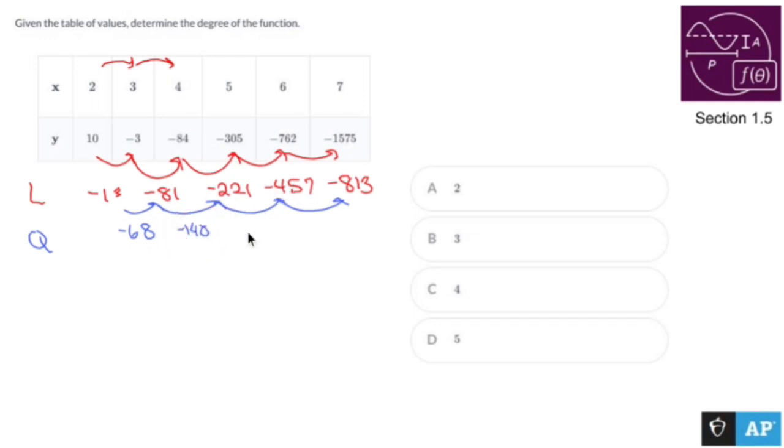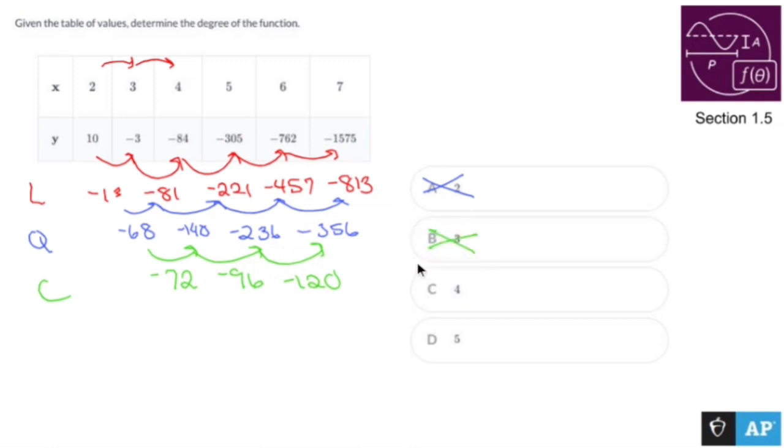To get from that number to that number, we subtract 236. And then from one number to the next, we subtract 356, making it not a quadratic. Then let's do it again, see if it's cubic. Okay, so to get from negative 68 to negative 140, we subtract 72. To get from this number to the next number, we subtract 96. And to get from this number to the next number, we subtract 120, not cubic.